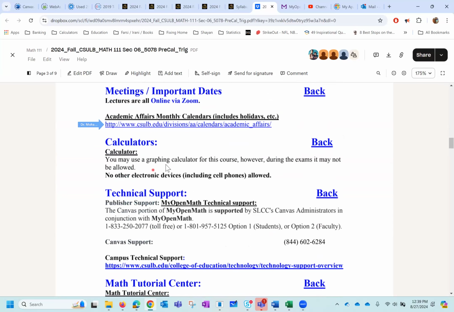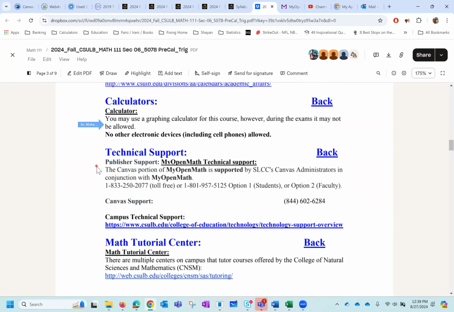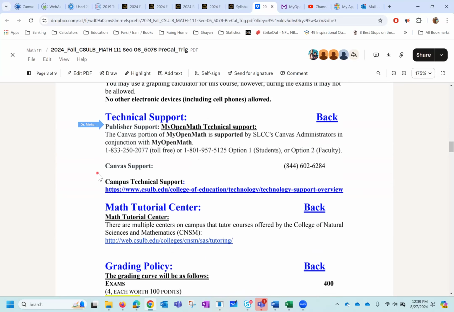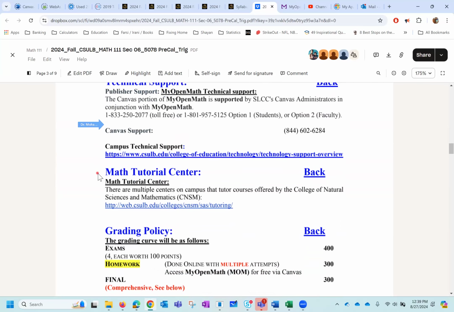Calculators: you may use a graphing calculator for the course, however, during the exam, it may not be allowed. Tech support for the publisher, for Canvas, and for the campus are given here in case you need help. The Math Tutorial Center is available to you for free. Here's their website, everybody.